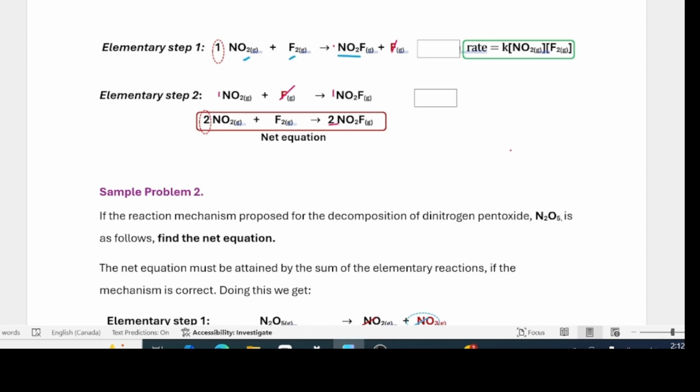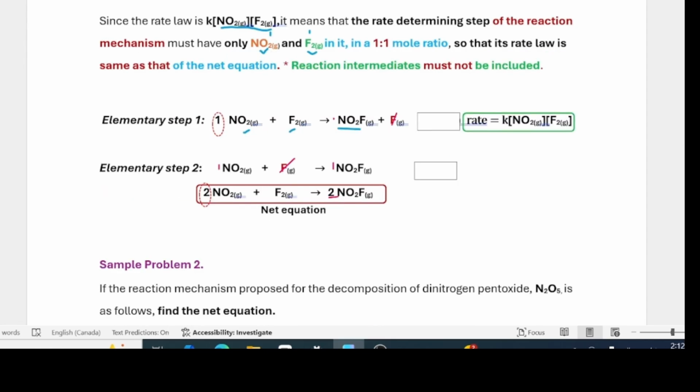So you have that. Which one will be the rate determining step? Look at the experimentally determined rate law. It has NO2 and F2 inside. See one that has exactly only these 2 as reactants. It must be this equation here. We call that the slow step, and of course, the other one must be called the fast step.